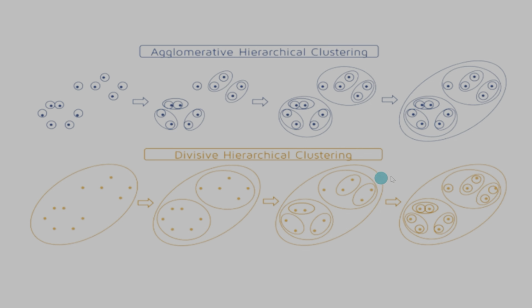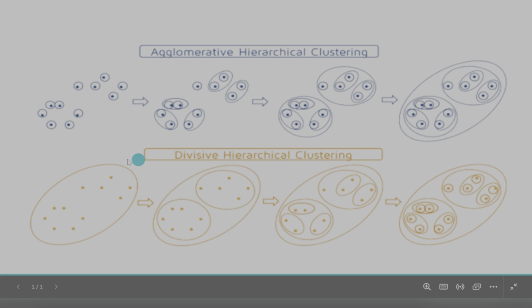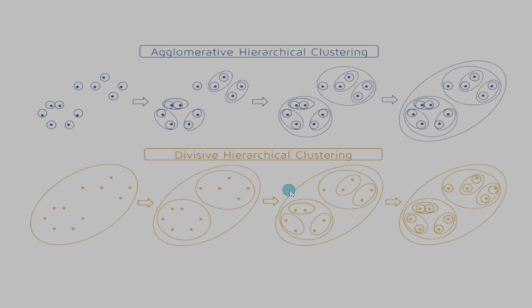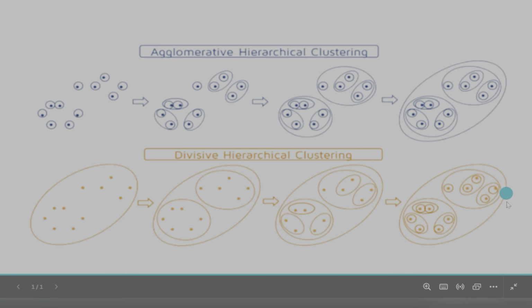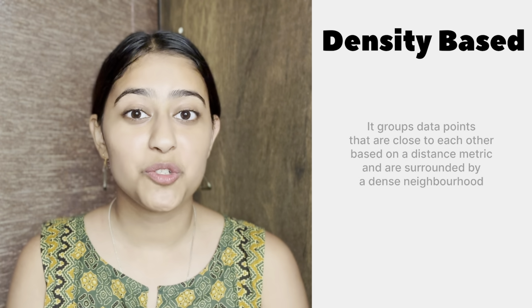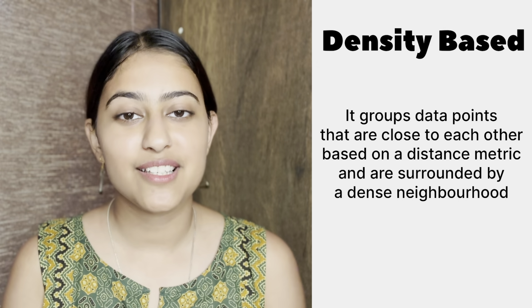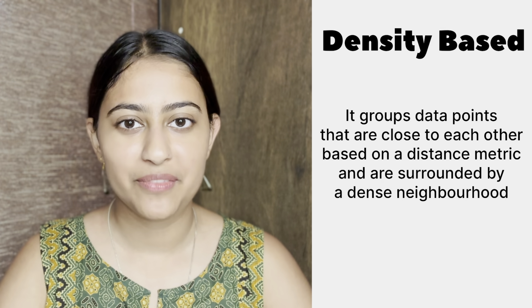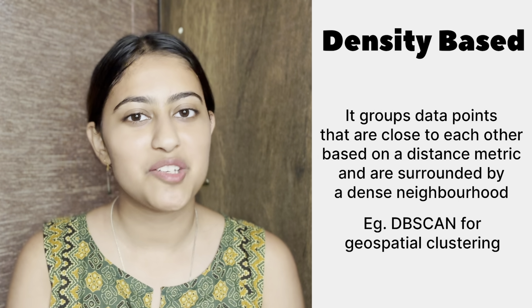It is a top to down approach. We start with all the data points in one big cluster, and gradually we split the cluster into smaller and more specific clusters. And we keep splitting until every point is its own cluster, or you reach a desired number of clusters. Our third type is density-based clustering, which groups data points that are close to each other based on a distance metric and are surrounded by a dense neighborhood. One of its examples is DBSCAN, that is usually used for geospatial clustering.